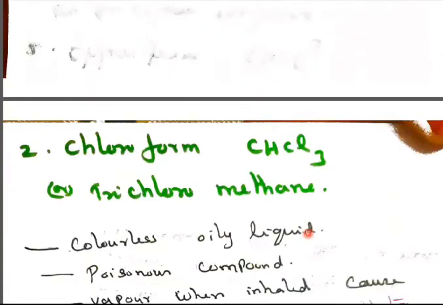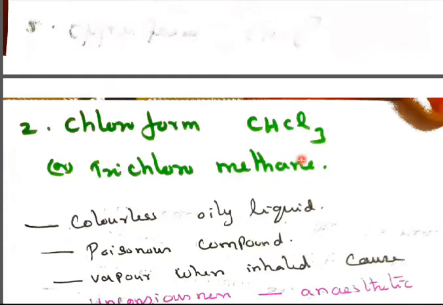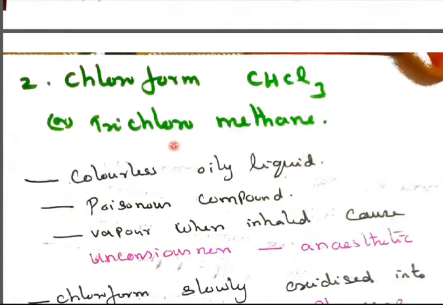Now chloroform, CHCl3. We know this is an anesthetic, but it is very poisonous, forming phosgene, COCl2. So nowadays we are not using it as an anesthetic. Trichloromethane can be used to kill germs and for dissections.